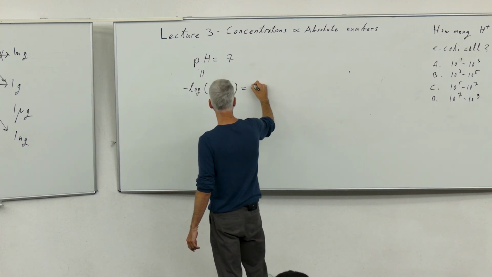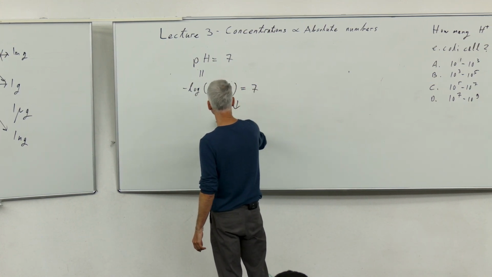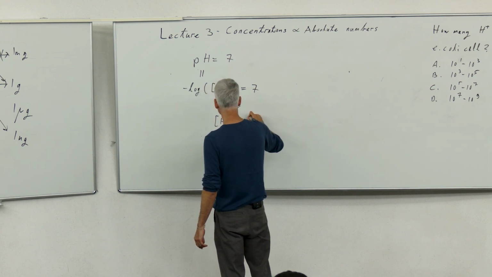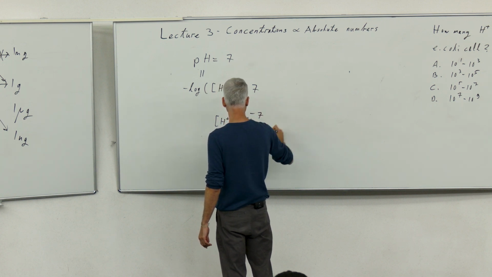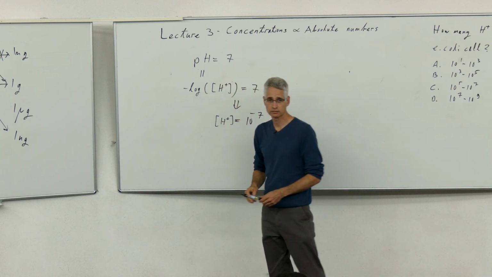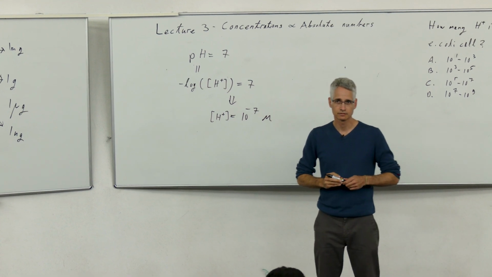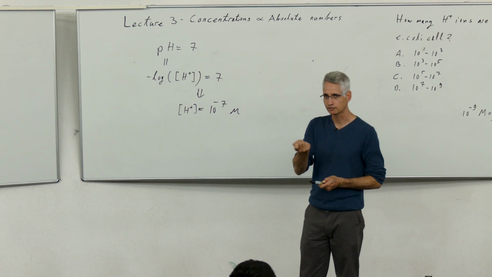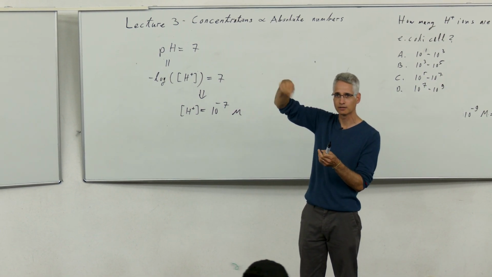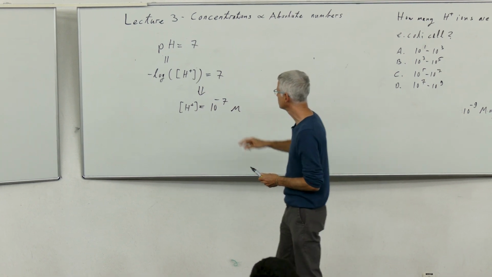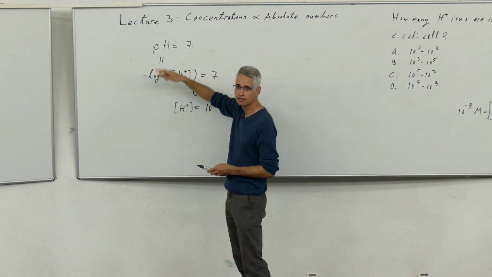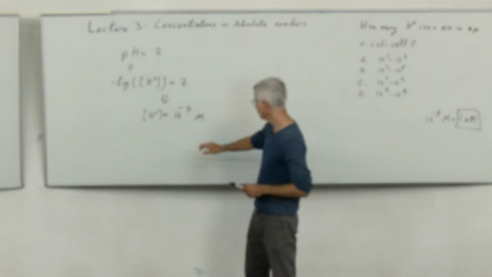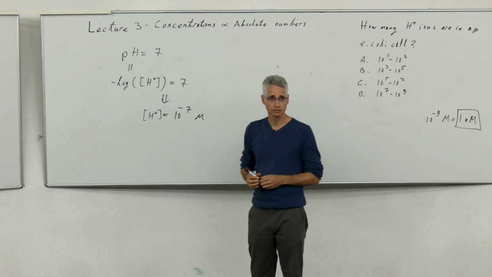That's equal to 7, which means that the concentration of H plus is 10 to the minus 7 molar. The P is for power. Great. So P is power, like the exponent of 10. So it's the power of hydrogens, and somehow it's a minus. They didn't want minuses, so okay, we have 10 to the minus 7 molar.